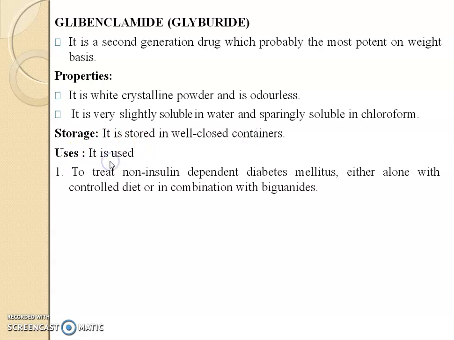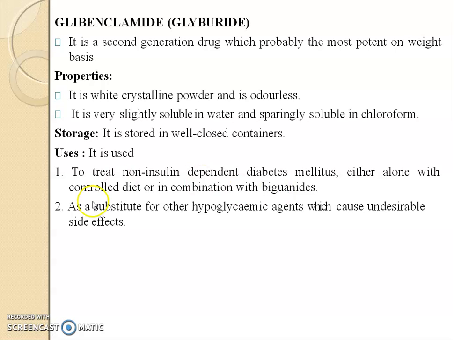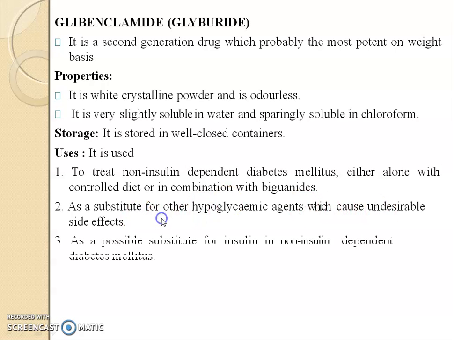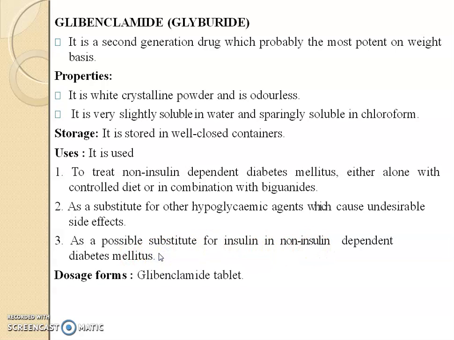Uses: it is used to treat non-insulin dependent diabetes mellitus either alone with controlled diet or in combination with biguanides, as a substitute for other hypoglycemic agents which cause undesirable side effects, and as a possible substitute for insulin in non-insulin dependent diabetes mellitus. Dosage form: it is available as glibenclamide tablets and brand names are Dionil and Euglucon.